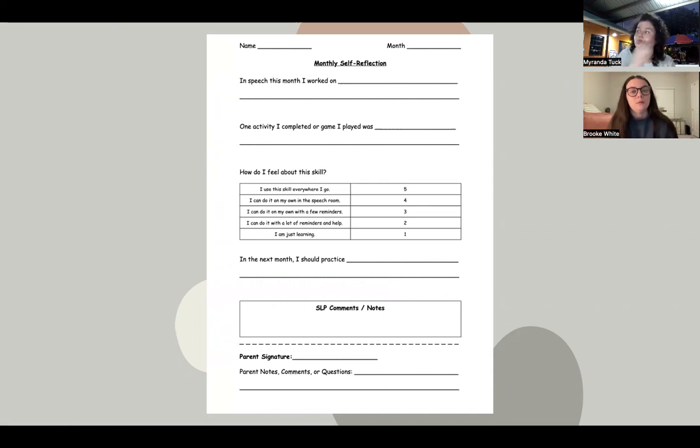So, practicing, working towards the next one. So, either on their own with a few reminders or in carryover and generalization. And then the SLP can make comments and notes and send it home to parents so that they're aware kind of what their child is doing throughout the month.